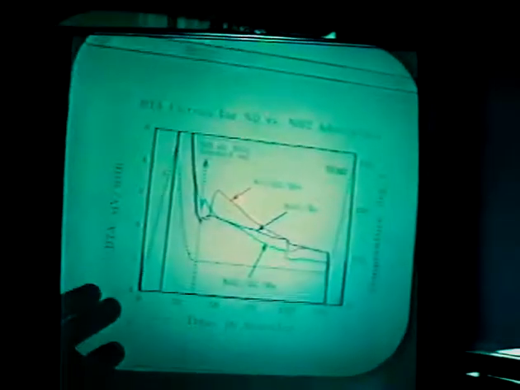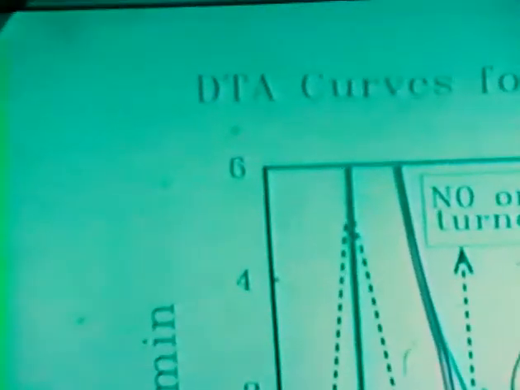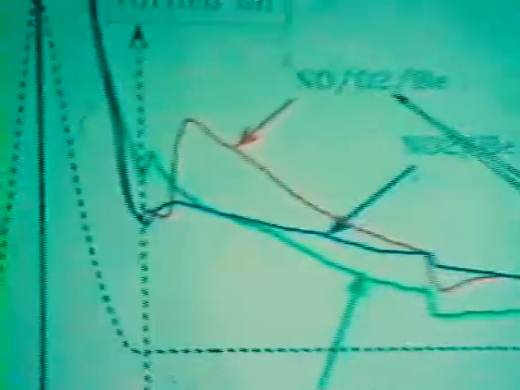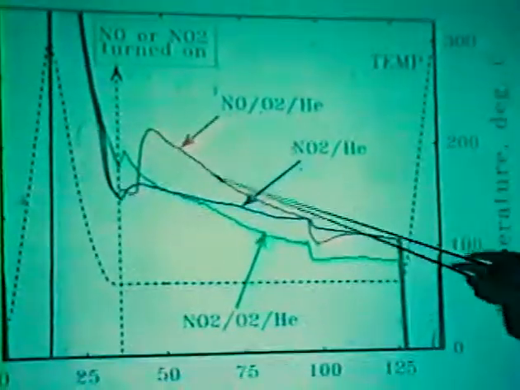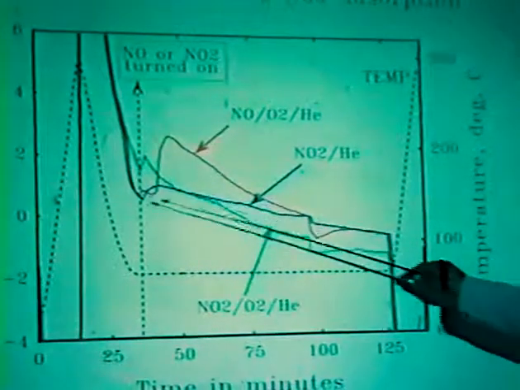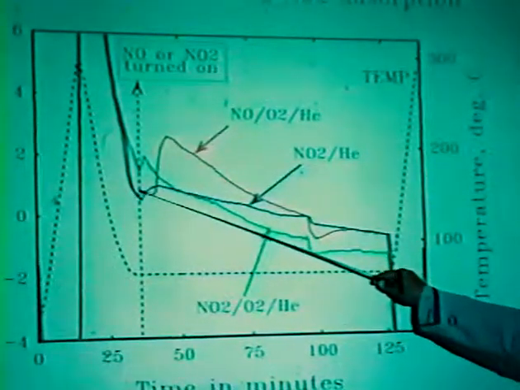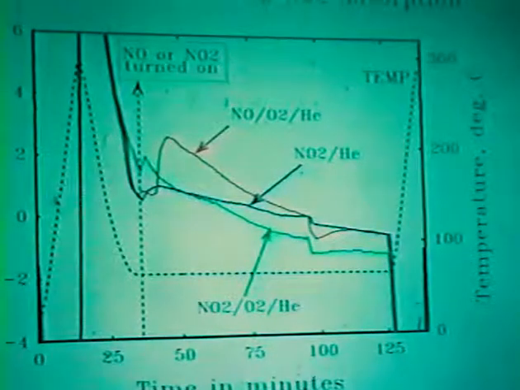Our TGA does simultaneous differential thermal analysis, and that is what's plotted on this slide, or this view graph. And as you can see, quite interestingly, in all 3 cases we get an exotherm. For the case of nitrogen oxide in oxygen, we get a significant exotherm, and integrating under these curves allows us to determine the heats of adsorption, which is what is shown on the next slide.